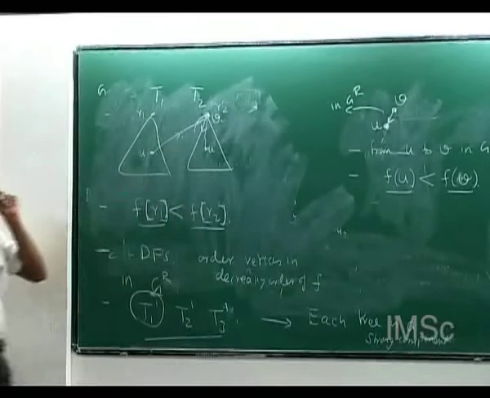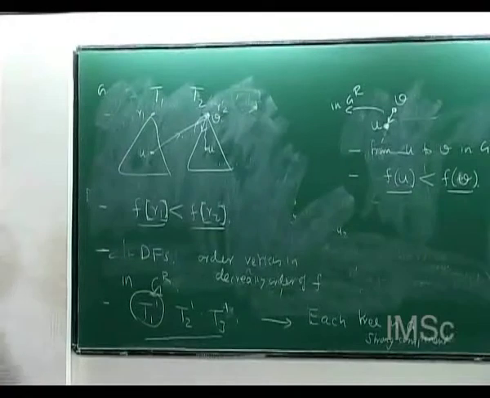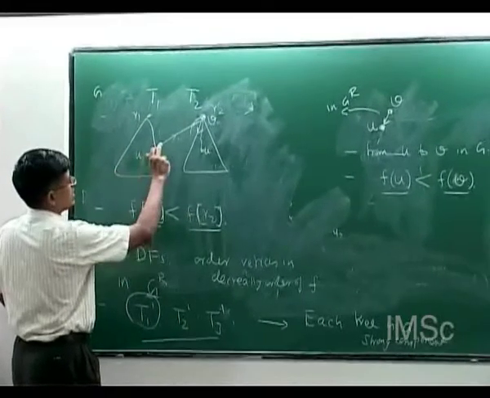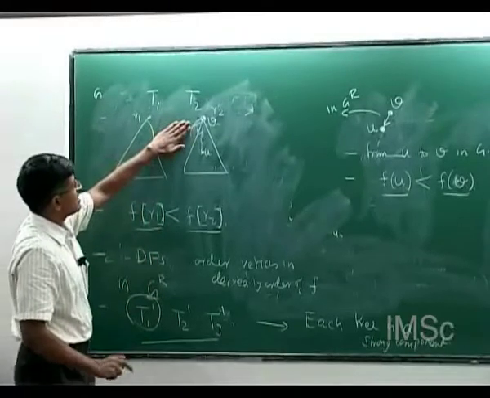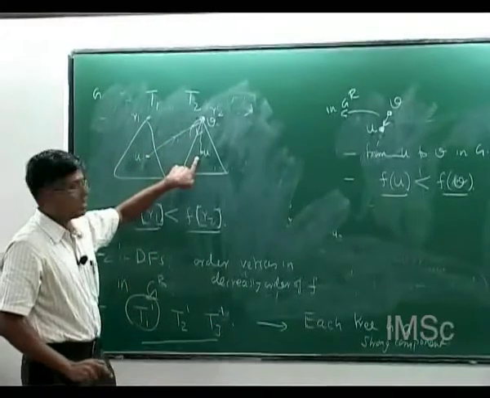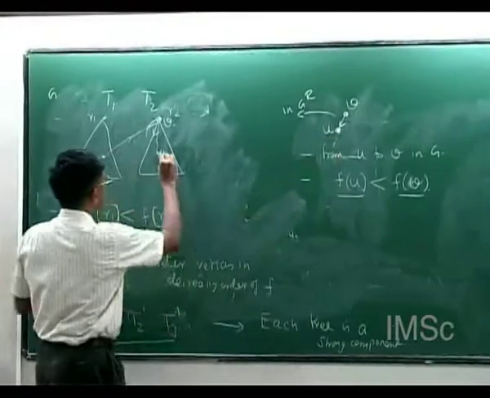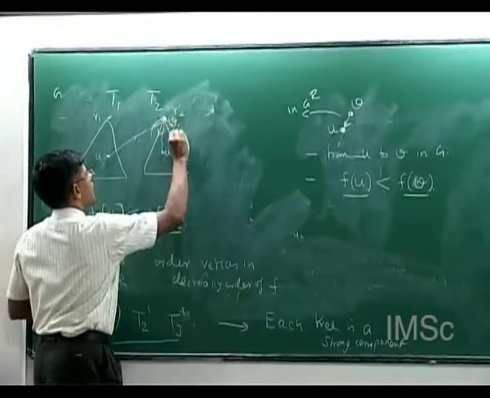Does that take care of it? Good. Let me just complete this analysis. So there is a path from V to U, and also remember that this is an edge in the reverse direction.